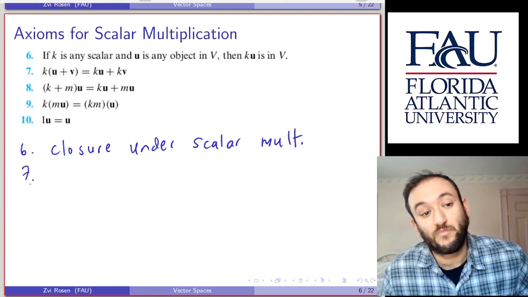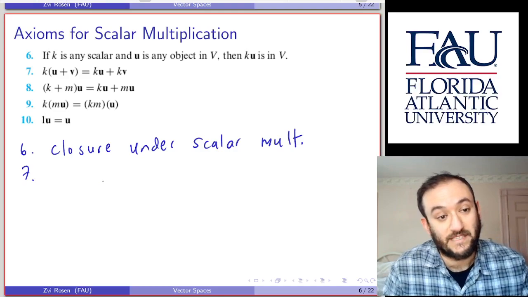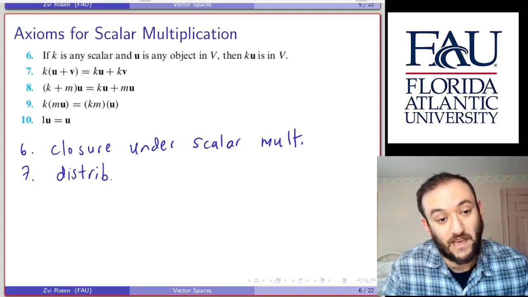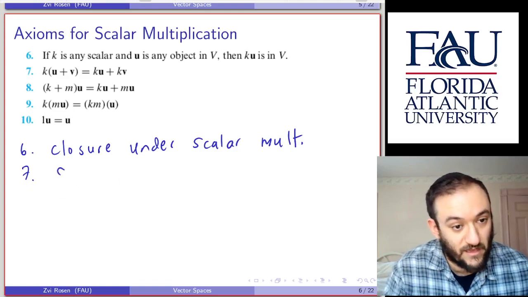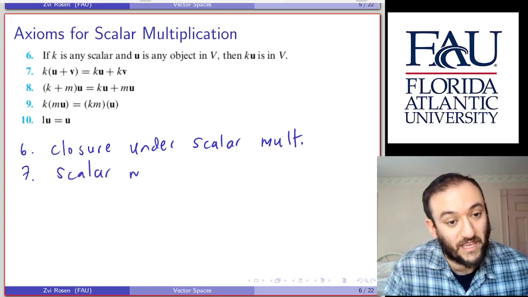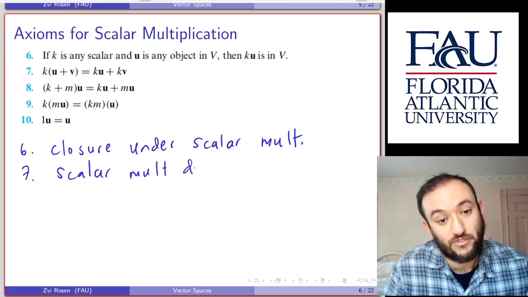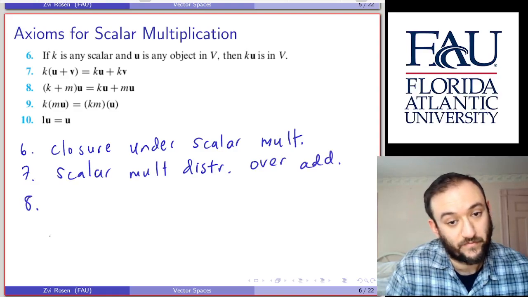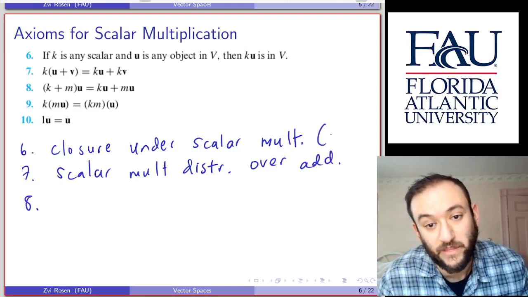7, k times u plus v equals ku plus kv. So this is a distributive property. So scalar multiplication, let's put it this way, scalar multiplication distributes over addition. Okay. I might start calling scalar multiplication SM.